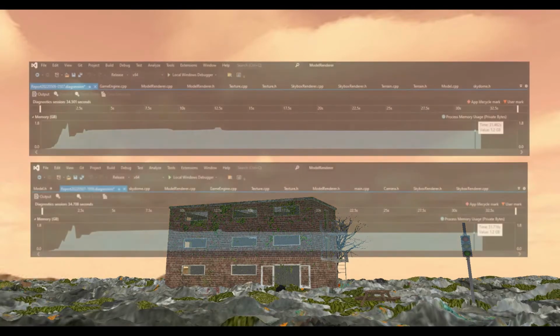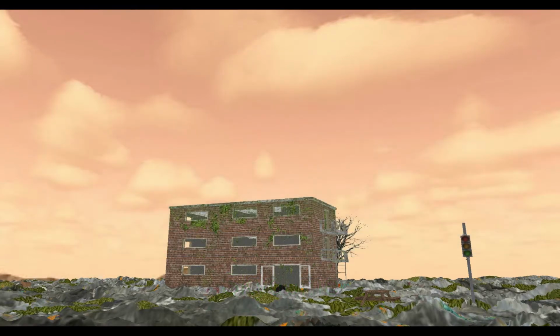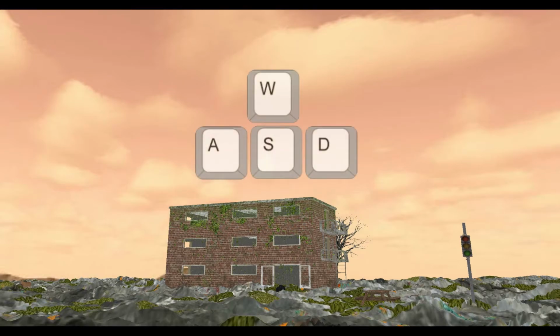Here are 2 figured graphs where both are tested around the 30-second mark. You can see both use 1.2 GB of CPU memory. I have also implemented keyboard controls for the game scene, where it not only controls movement, but the FPS camera as well. The controls on the keyboard are the W, A, S, and D keys.